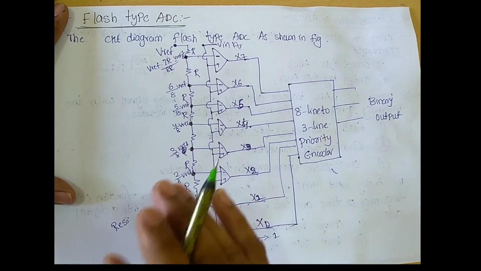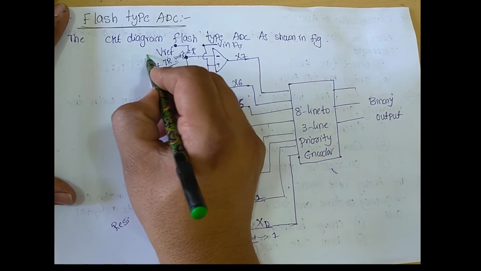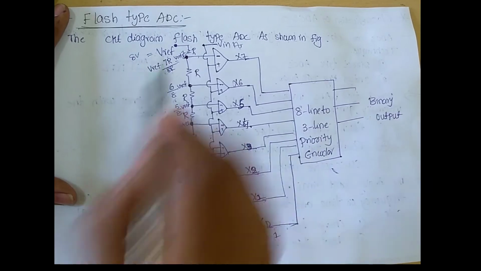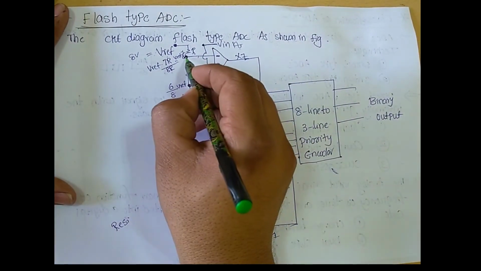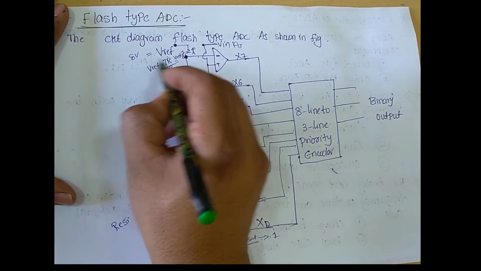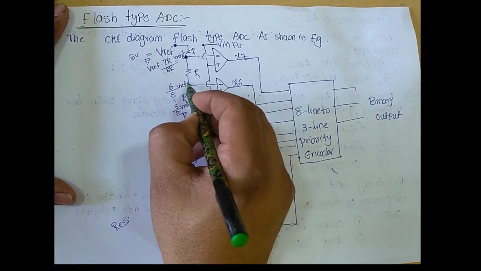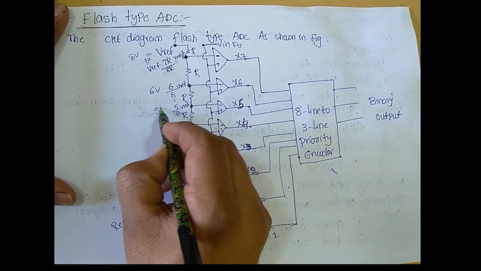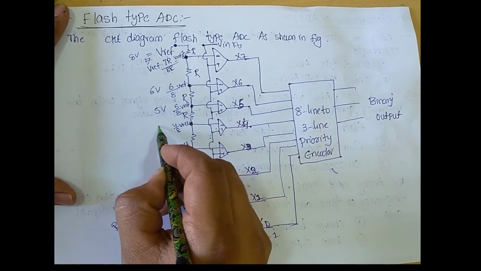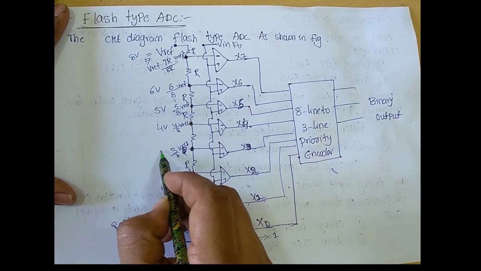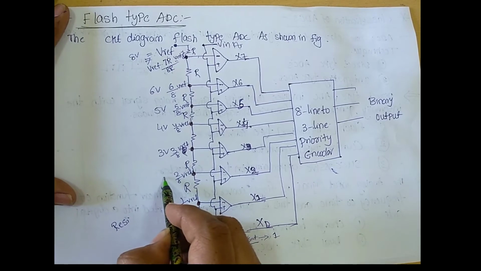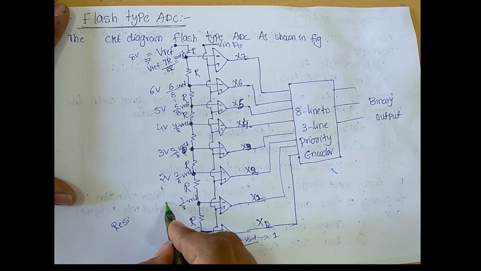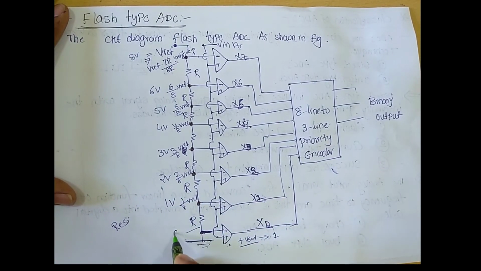Okay, for example, here we are assuming this reference voltage is 8 volts. At that time this node voltage equals how much here? 7 volts, and this node voltage is how much here? 6 volts, and this node voltage is how much here? 5 volts, and this node voltage is how much here? 4 volts. Here we'll get 3 volts, here we'll get 2 volts. This node voltage is 1 volt, this is 0 volts.